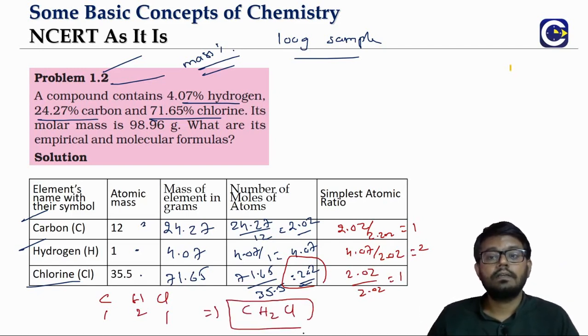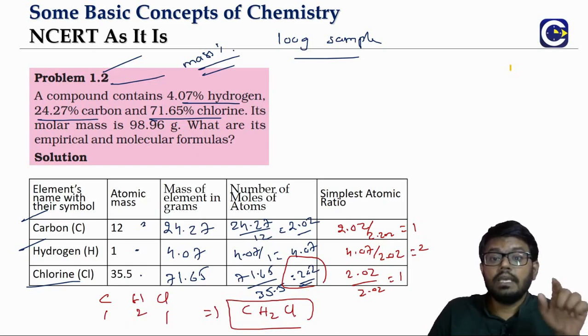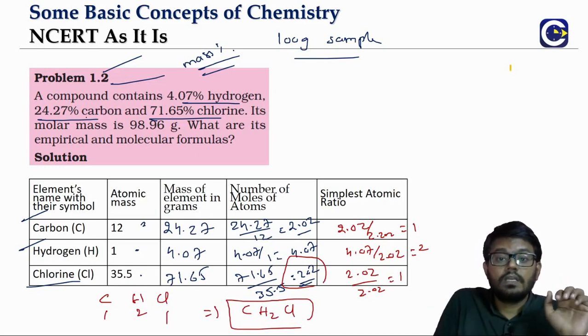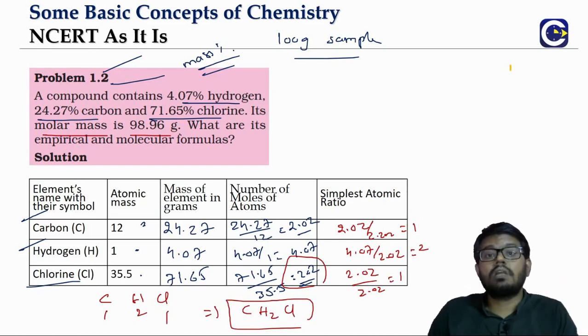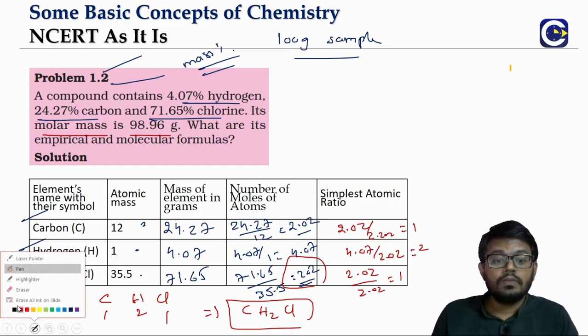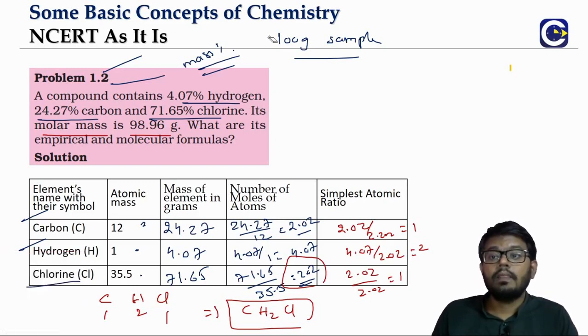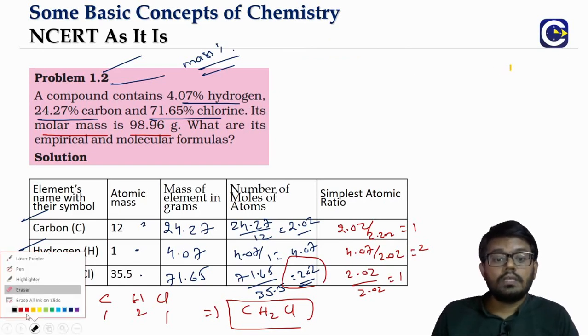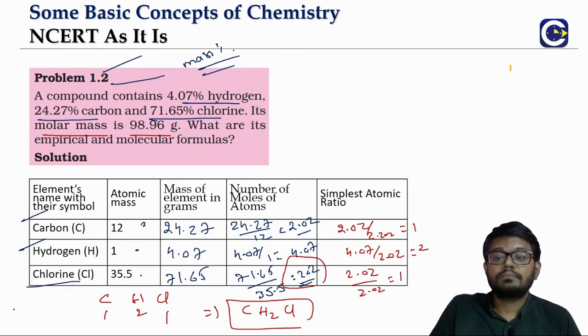We got it. Now from here, look at this. The question is not over. They are giving us the molar mass. What is the molar mass? 98.96 grams. We have to also find the molecular formula. So how do we do it? Remember, to find out the molecular formula, we should know the common factor. So how do we get the common factor?